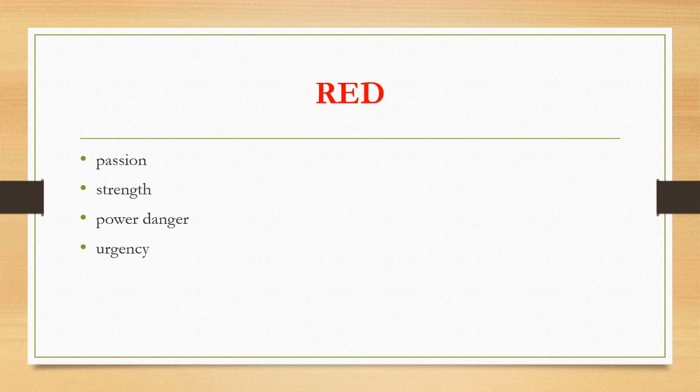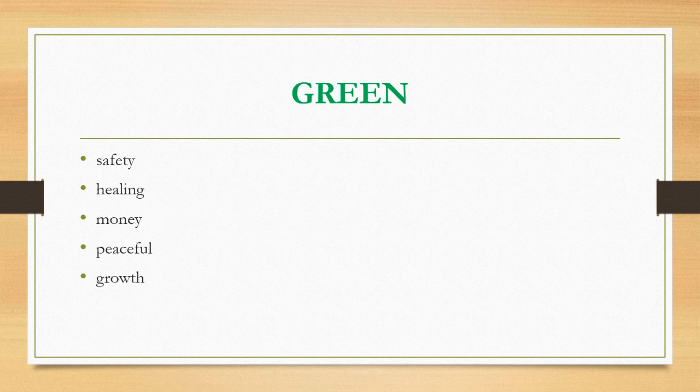Okay, so we have red. Red expresses the emotion of passion, strength, power, danger, and urgency. Green, we have safety, healing, money, peaceful, and growth. And if you think about it, green emphasizes a lot of things like landscaping, green trees, so that matches growth and peaceful. Now, in the next video after this, I will actually be going through very popular brands, and you'll be able to see in more detail how colors actually match those of bigger brands.